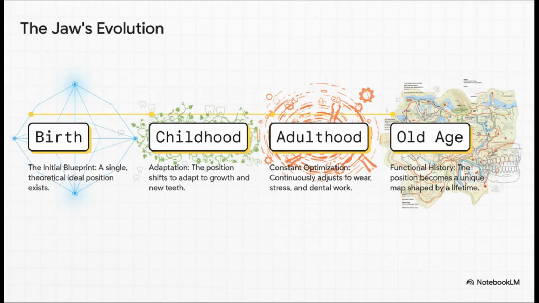This timeline really shows the incredible journey. We start at birth with that one single ideal position from the blueprint. But then, well, life happens. In childhood, our jaw shifts and adapts to growth and new teeth. As adults, it enters this state of constant optimization, always adjusting to wear, to stress, even to dental work. And by old age, that single starting point has evolved into a totally unique, personal map of functional positions. It's the history of our life, written right into our own body. This is the journey from a static blueprint to dynamic optimization.